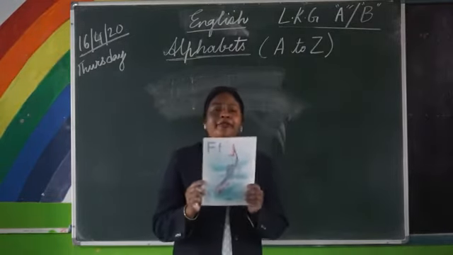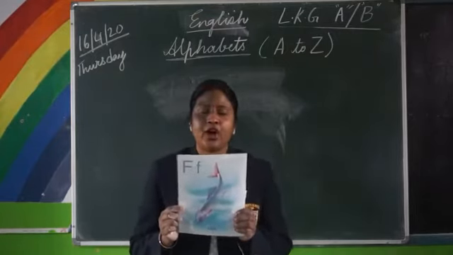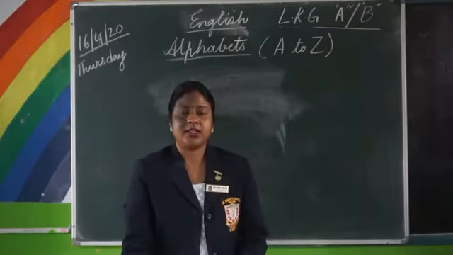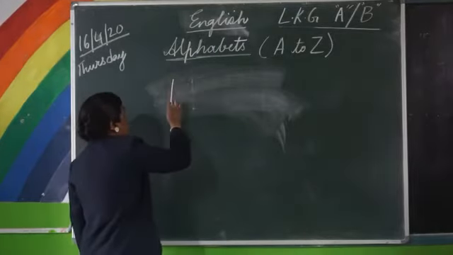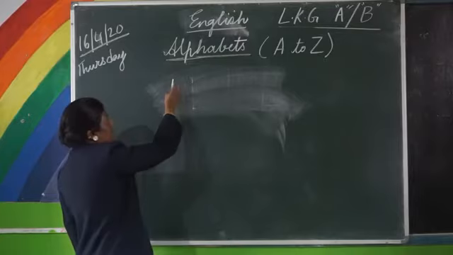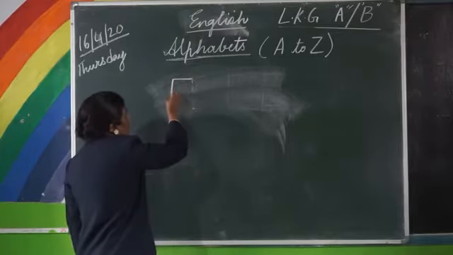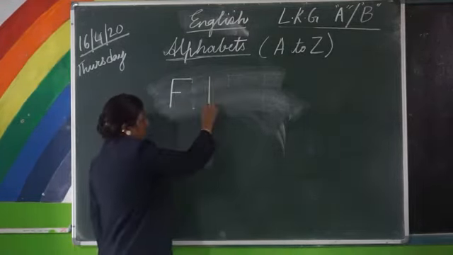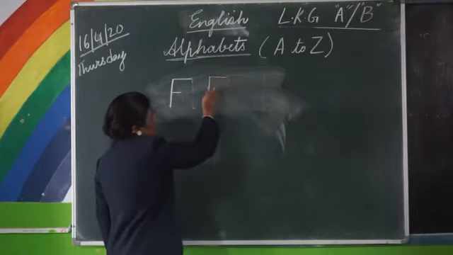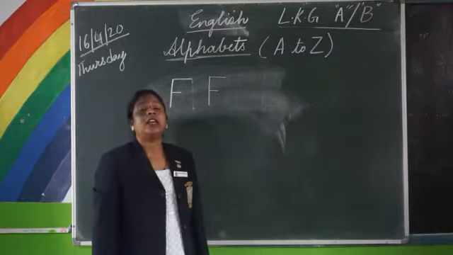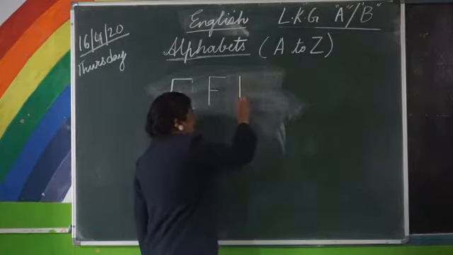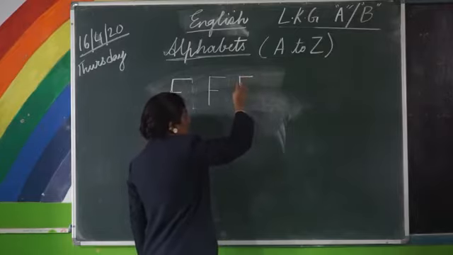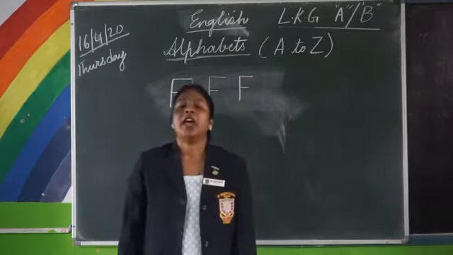Now, F for fish. Now we are going to learn how to write the letter F. A standing line, a sleeping line, and a small sleeping line makes letter F. A standing line and a small standing line, sleeping line and a small sleeping line makes letter F.